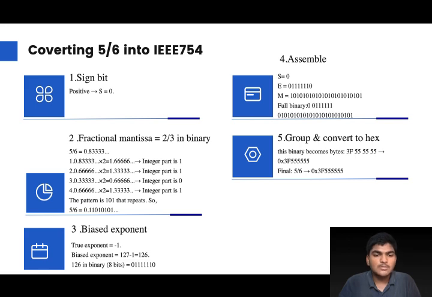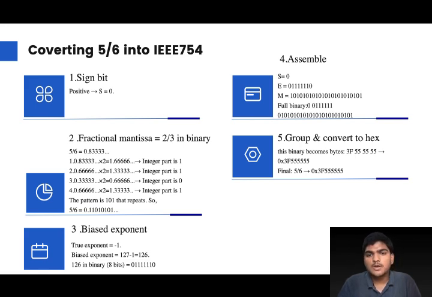Come to the third part, biased exponent. Since it is 2 power minus 1, the true exponent is minus 1. For the biased exponent, we add 127. Biased exponent equals 127 minus 1 equals 126. Write 126 in binary in 8 bits: 01111110.